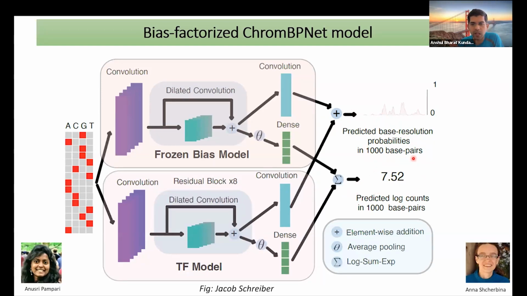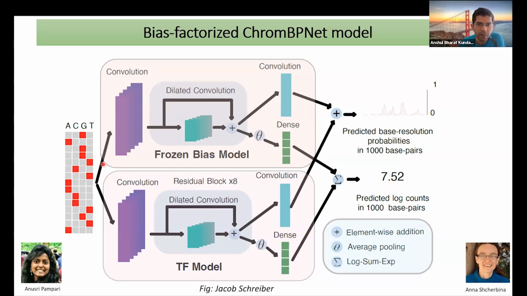One computes the total coverage within, say, a 1,000 base pair window, and the other component predicts how the total coverage, the total number of reads, are distributed at every base pair in the 1,000 base pair window. So we have a base pair resolution probability profile, and then the total coverage over the entire sequence. And to try to predict these two entities, we have two components of the model.